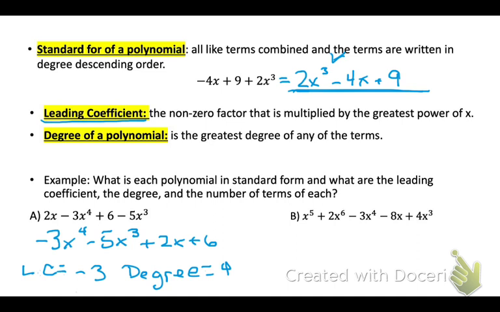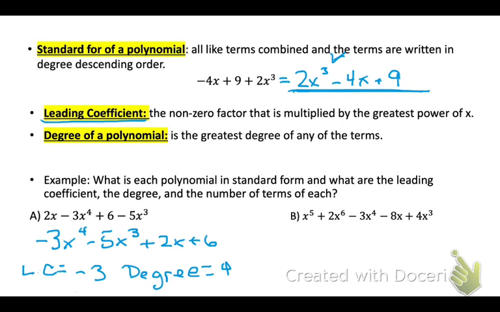Okay, so x to the fifth plus 2x to the sixth minus 3x to the fourth minus 8x plus 4x cubed. Write it in standard form. What if they have the same degree? If they have the same degree, then you should combine them, correct? Wouldn't they be like terms?